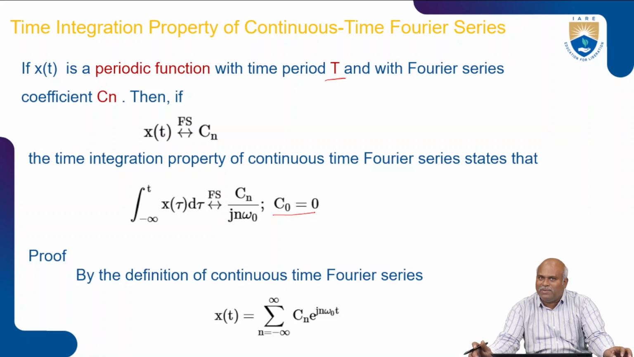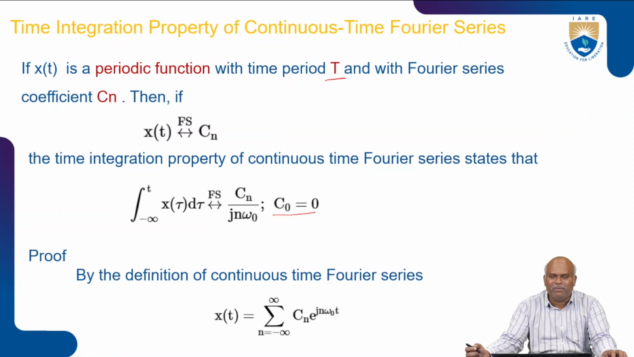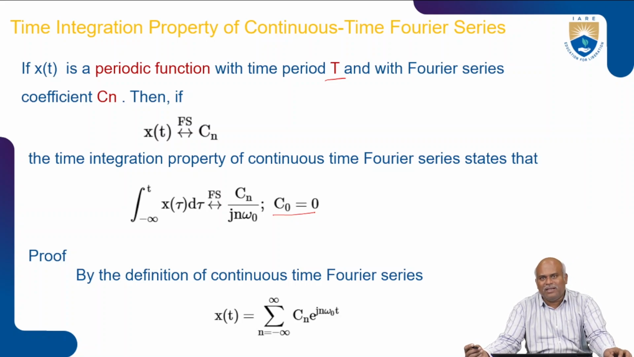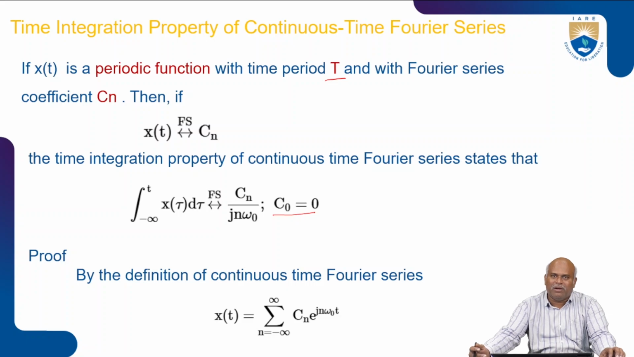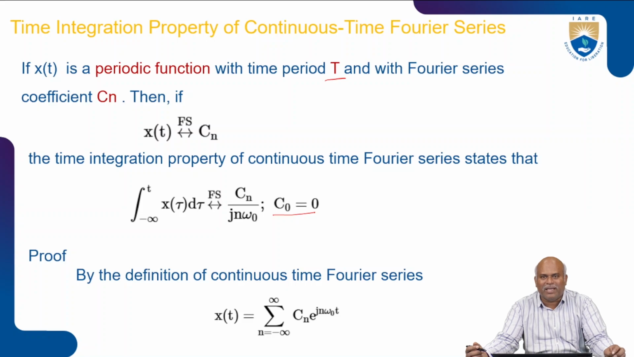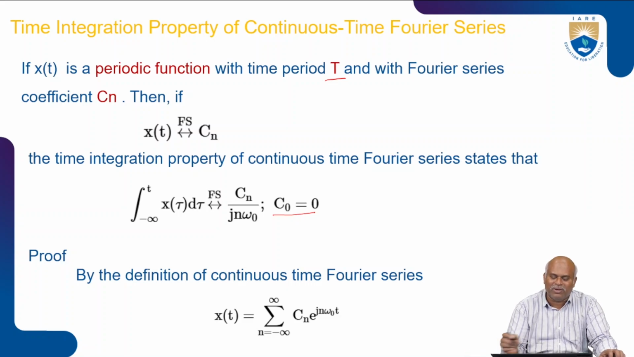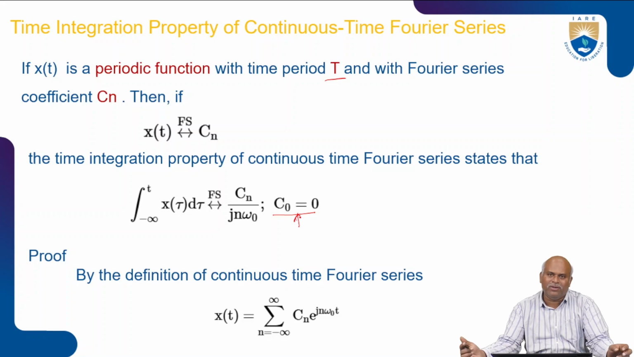So what will be the difference between the time integration and time differentiation property? The time differentiation property is multiplied by j n omega 0, but the time integral property is divided by j n omega 0. Yes, this is the difference between the time integral and time differentiation property. Now come to the time integral property, which says that the integration from minus infinity to t of x of tau d tau is C of n divided by j n omega 0. Now the initial condition is 0. We need to prove that property.